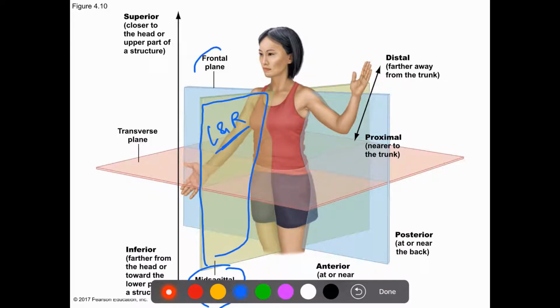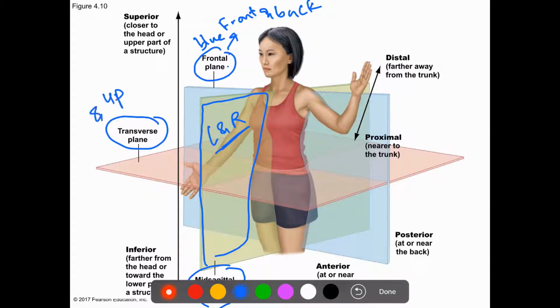Then we have the frontal plane, which is in blue. The frontal plane divides our body to front and back. The third one is the transverse plane, which splits our body into up and down. So these are the three different planes. 1, 2, 3. One is separating it, the mid sagittal, to left and right, the frontal into front and back, and the transverse into up and down.